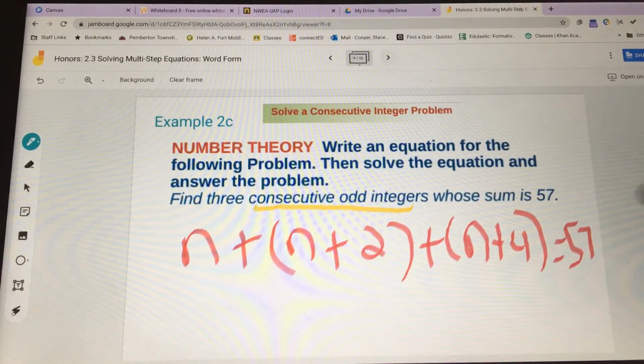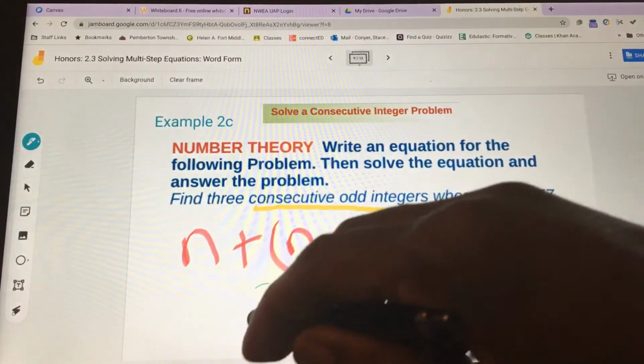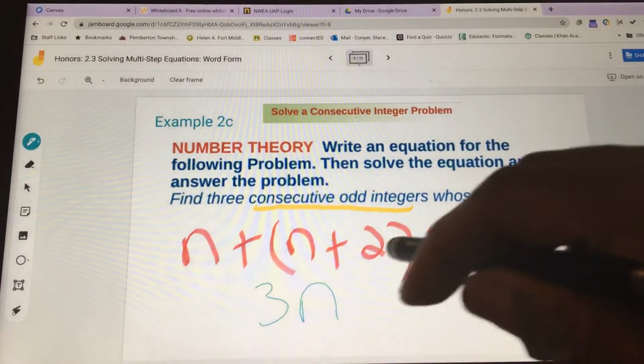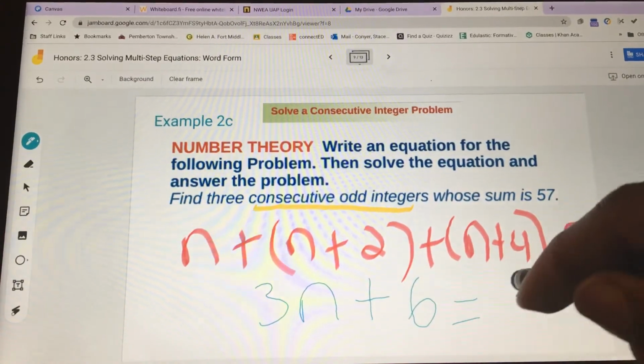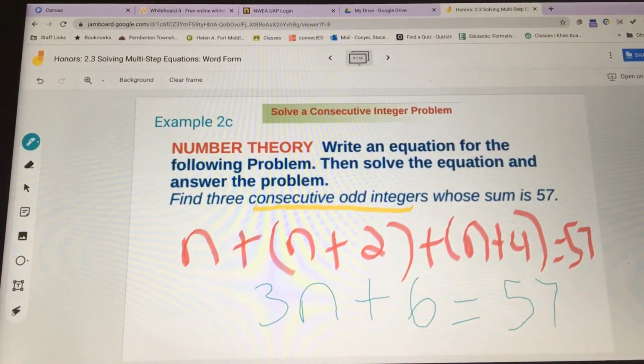Then you will combine your like terms. We have 3 n's because we're looking for 3 numbers. Combine your like terms, plus 6 equals 57. Then you will have to solve it.